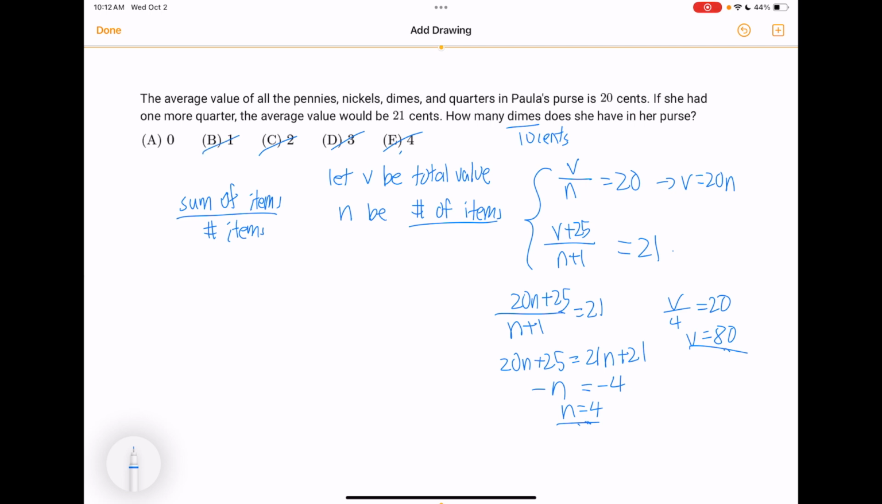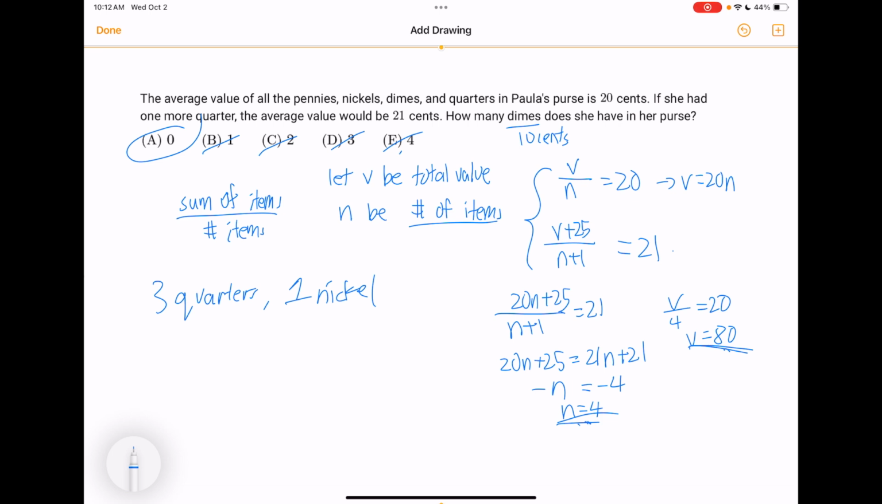So the only choice here is that she has 0 dimes. So the answer would be A. And the only way to satisfy this rule of V equals 80, N equals 4 is when she has 3 quarters and 1 nickel. And so therefore the answer would be A, 0.